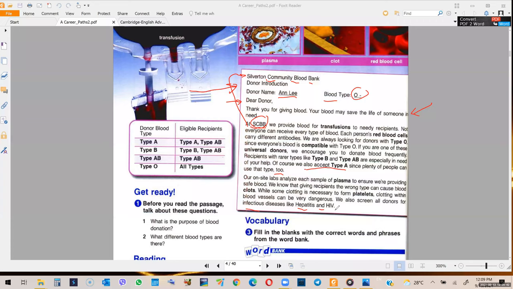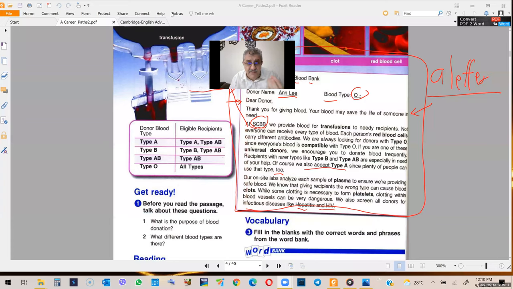So this is like a letter to a blood donor, thanking her about the blood she gave. Okay. And of course, they are giving her some instructions about the blood. So here you can see the language is not very difficult.